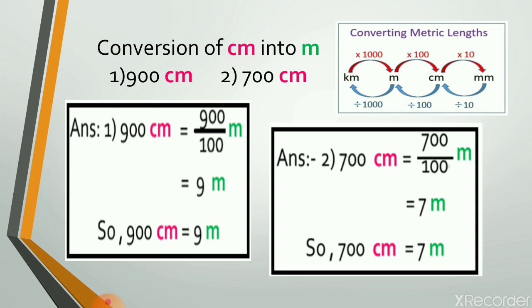Now conversion of centimeter into meter. Here, for converting centimeter into meter we have to divide by 100. See here, 900 centimeter equals 900 divided by 100 meter. It means 9 meter. So 900 centimeter equals 9 meter. Second one is 700 centimeter. 700 centimeter equals 700 divided by 100 meter, equal to 7 meter. So 700 centimeter equals 7 meter.